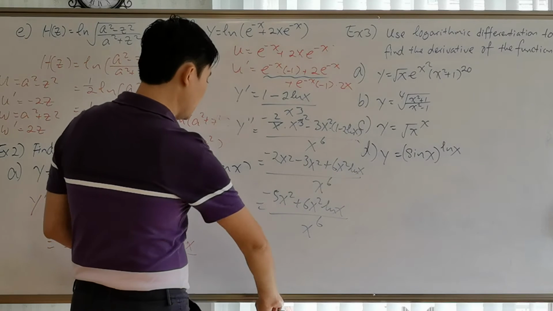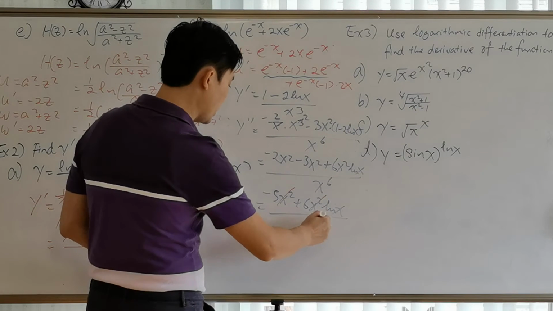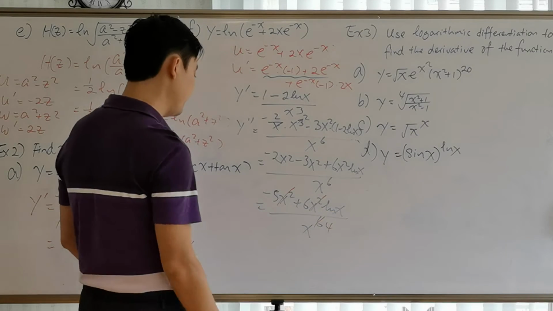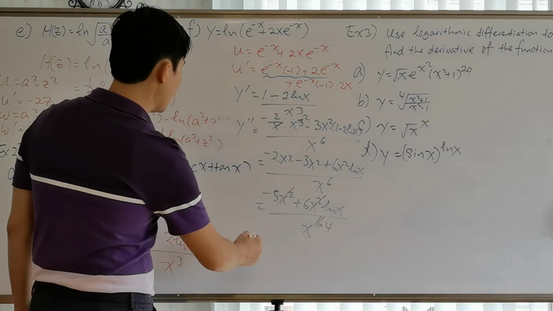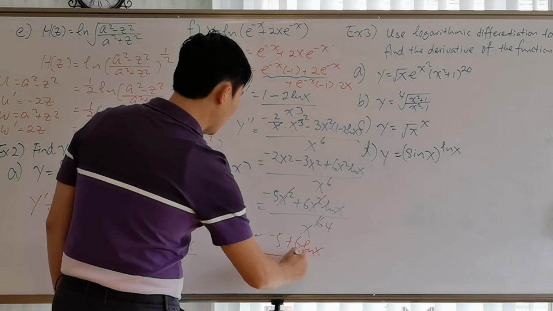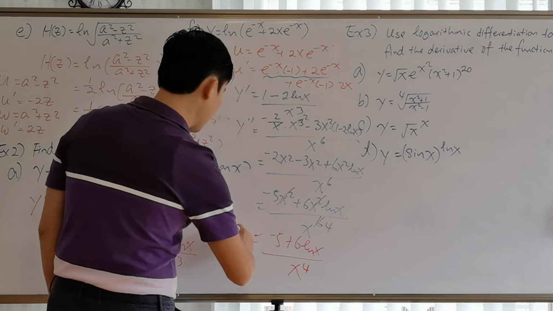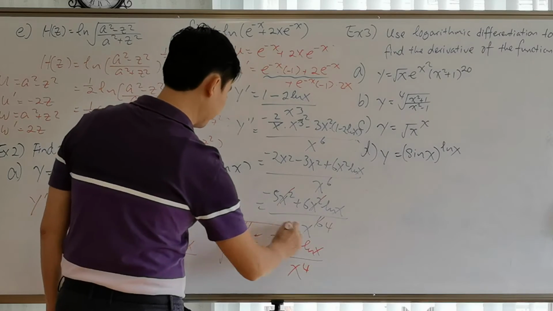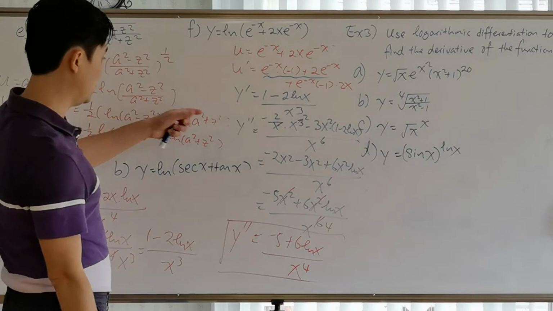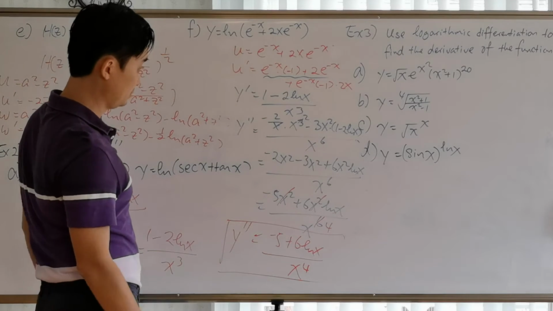Another thing that I can do, reduce. x squared, x squared, x squared. So 6 minus 2, that'd be 4. So what we found here is negative 5 plus 6 natural log of x, all over x to the power of 4. And that'd be the second derivative. Once you get familiar with the structure of the quotient rule, you can always do it directly.